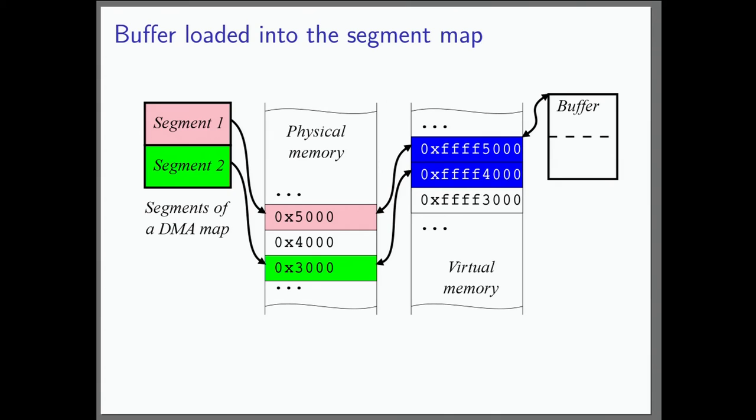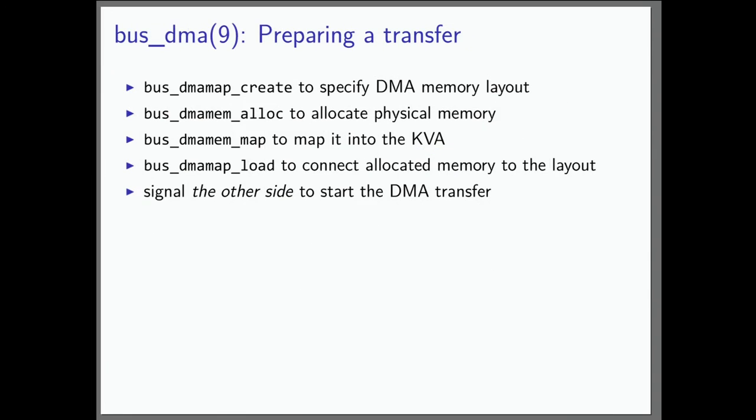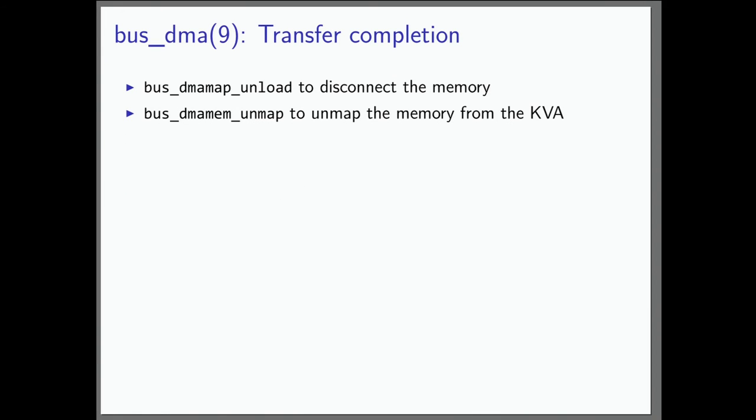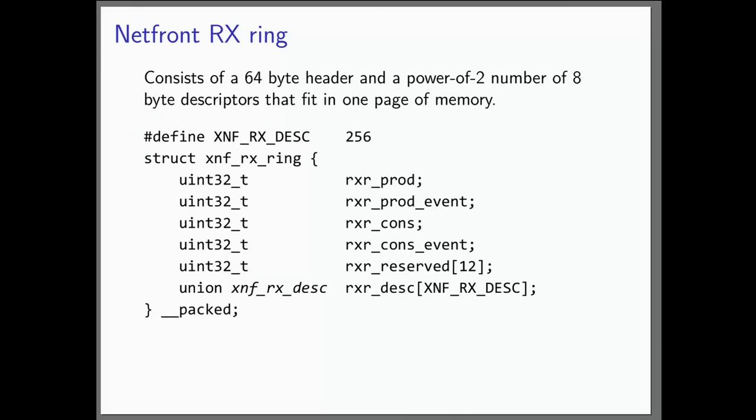This is an example of how we do it. So every entry on the map can have multiple segments pointing to different chunks of physical memory while representing the same contiguous buffer in the virtual memory. So NetFront, the paravirtual device driver's RX ring, is just a bunch of these descriptors and a bunch of consumer producer indices.